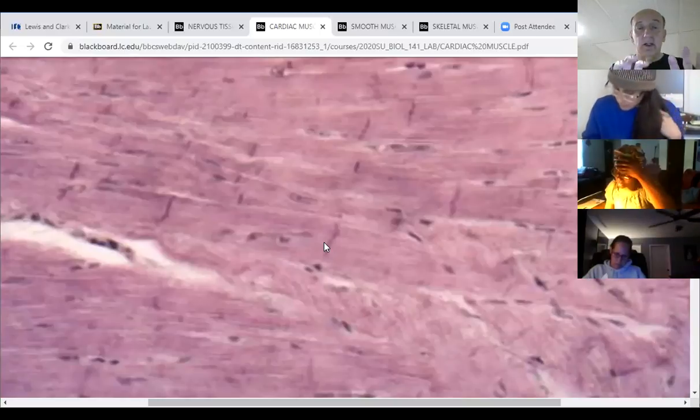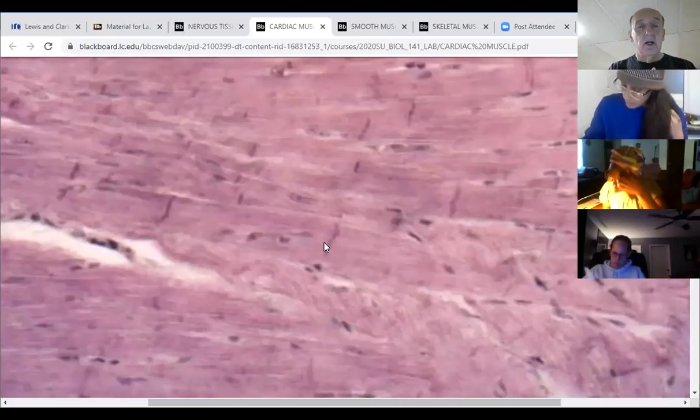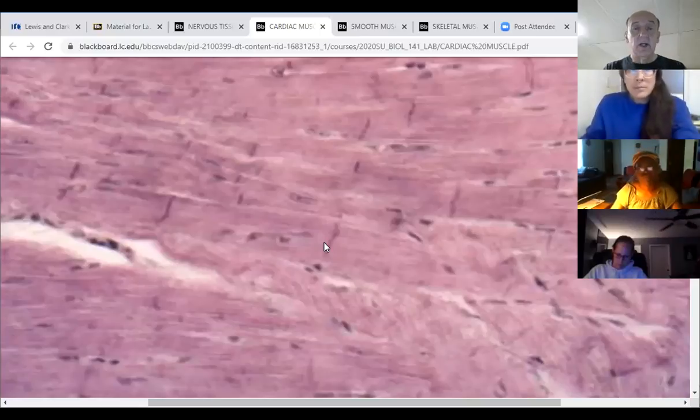There's not a great crispness to this tissue. This is a great illustration. Cardiac muscle is striated. We cannot see this, even in the zoomed in state.